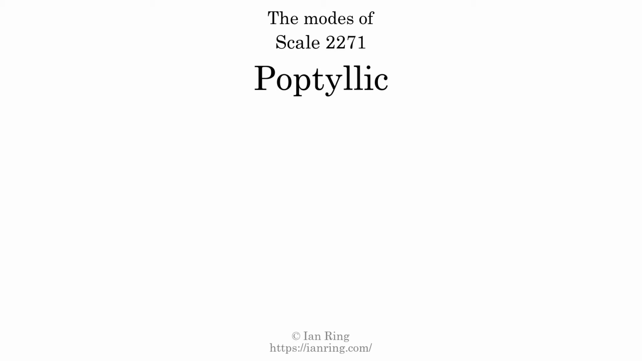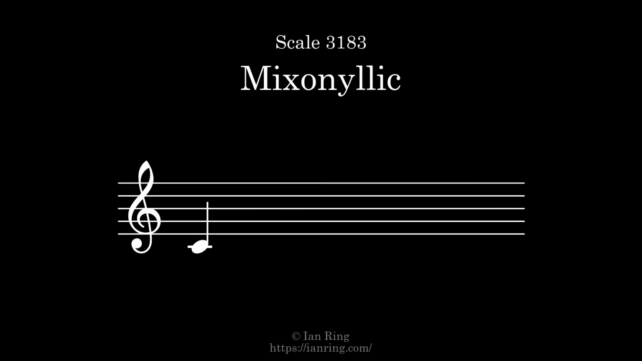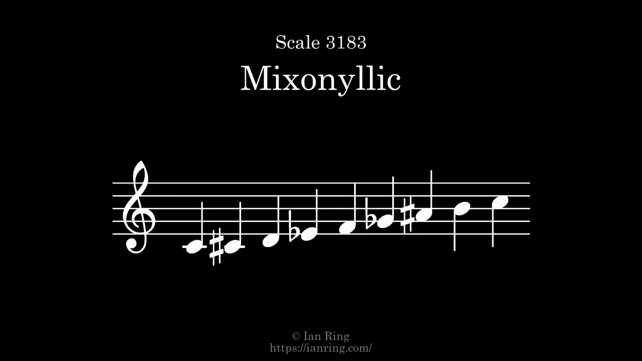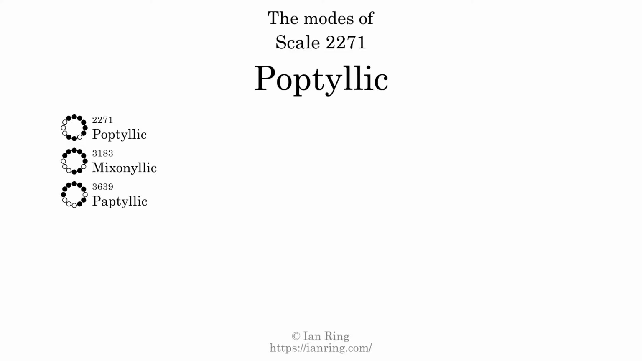This scale has 8 modes. The first mode is itself. The second mode is scale 3183, also known as mixolydian. It sounds like this. The third mode is scale 3639, also known as Poptyllic. It sounds like this.